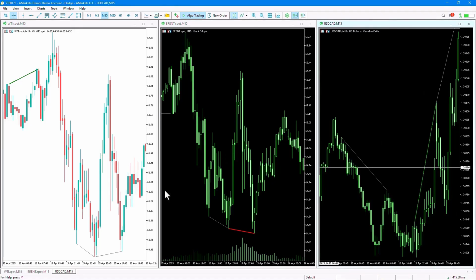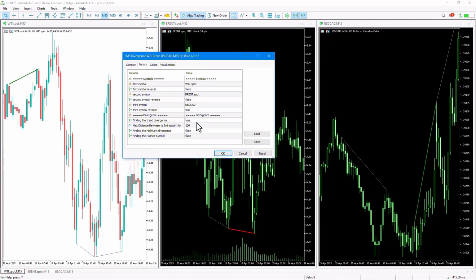With WTI, if the USD CAD moves downward, WTI moves upward, forming a convergence for us here, while a divergence is positioned for Brent here.